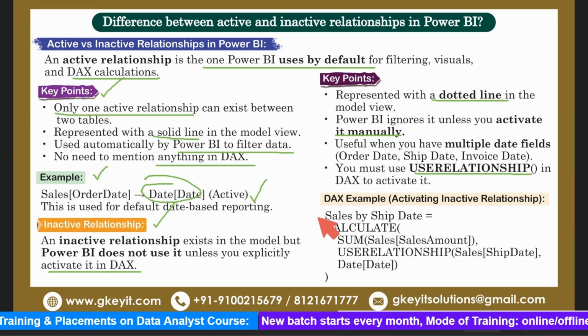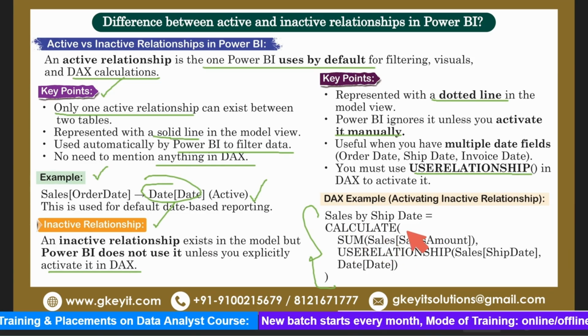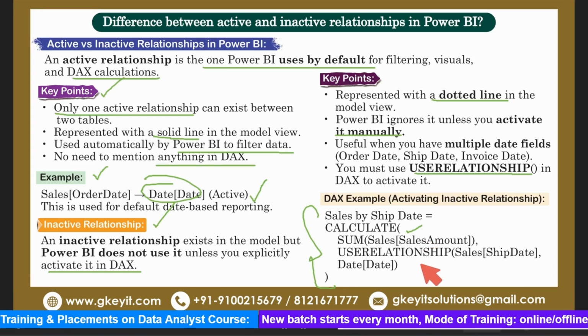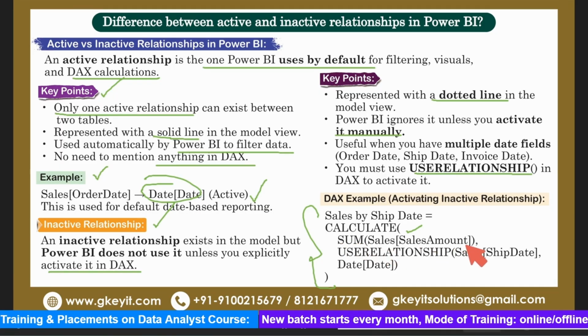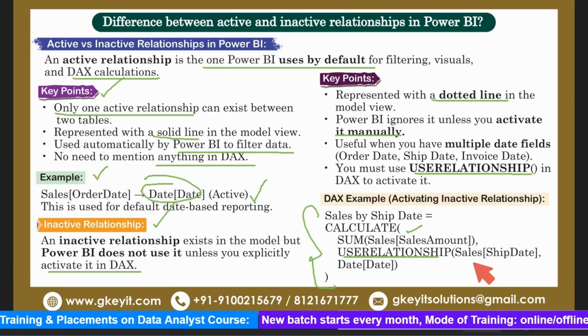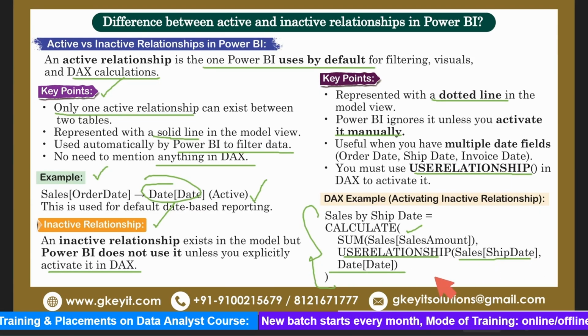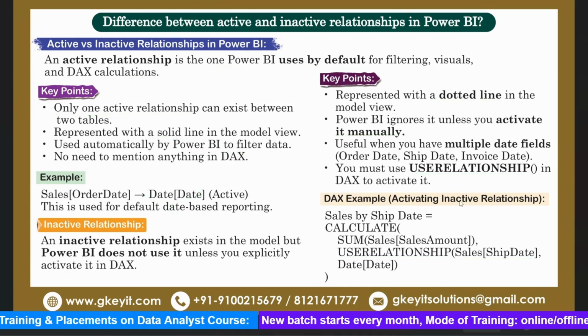For example, here is a sample DAX for sales by ship date, if it has an inactive relationship. This would be the calculation we can use to calculate sales by ship date: CALCULATE the SUM of the sales amount, using the relationship we established between sales ship date and date. And let us see these things practically in Power BI.